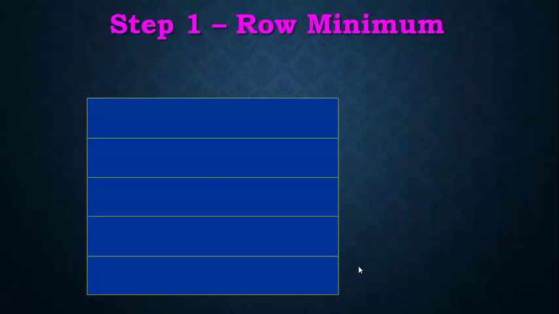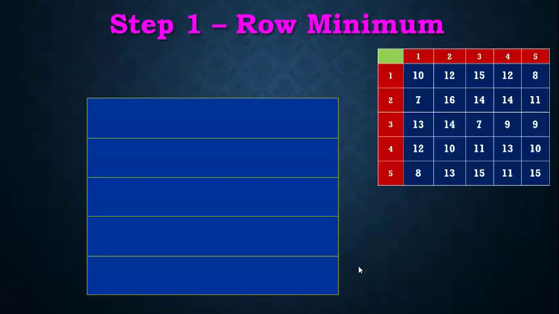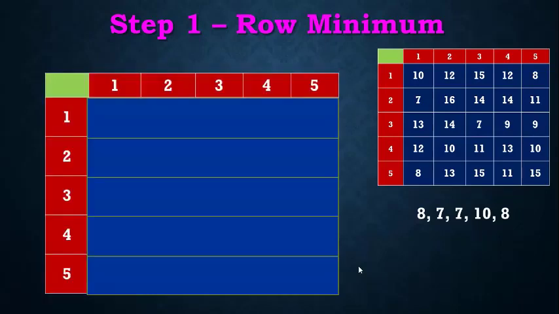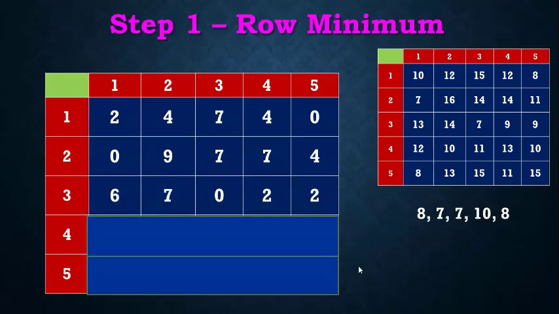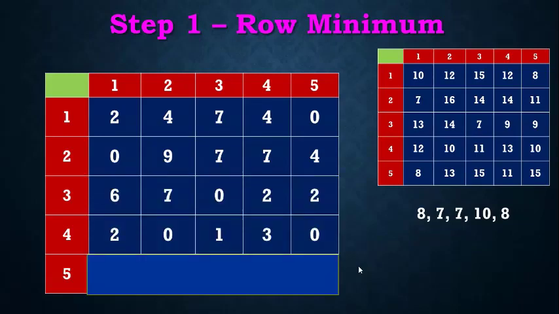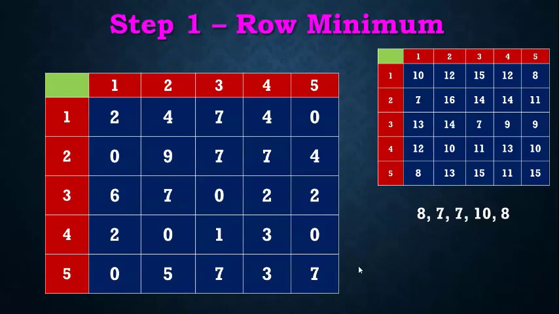We go to step 1, the row minimum. In the given problem, in each row we are going to note down the minimum values. First row 8, second row 7, third row 7, fourth row 10, fifth row 8. And then we are going to redraw this table. We subtract 8 from the first row, 7 from the second row, 7 from the third row, 10 from the fourth row and 8 from the last row. So this is the redrawn table with row minimum values.